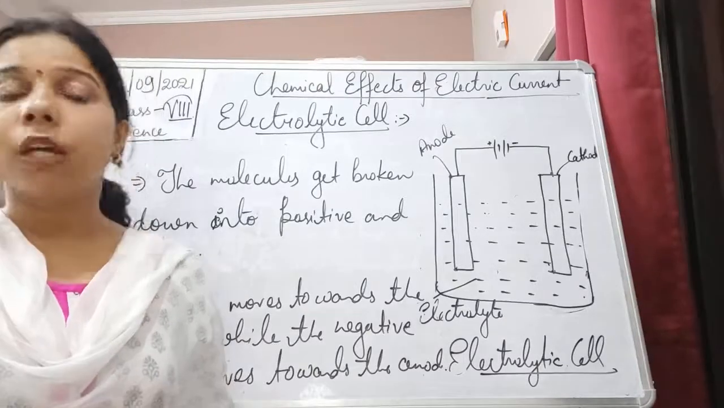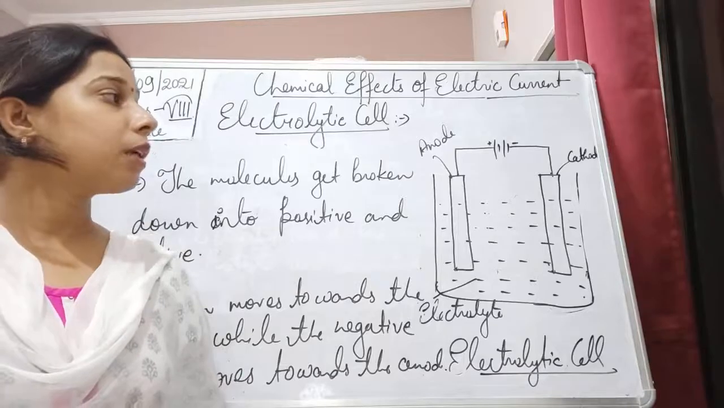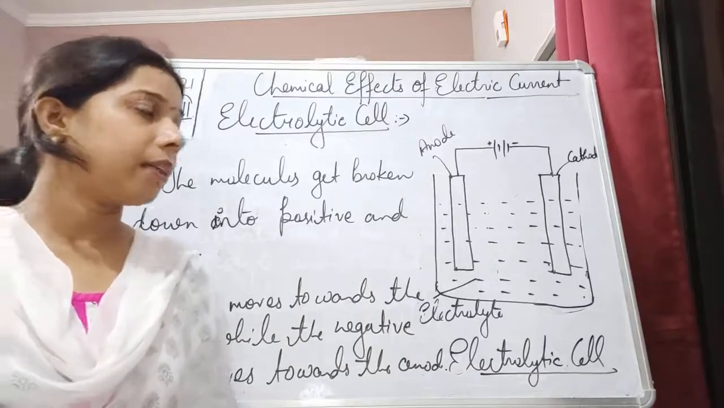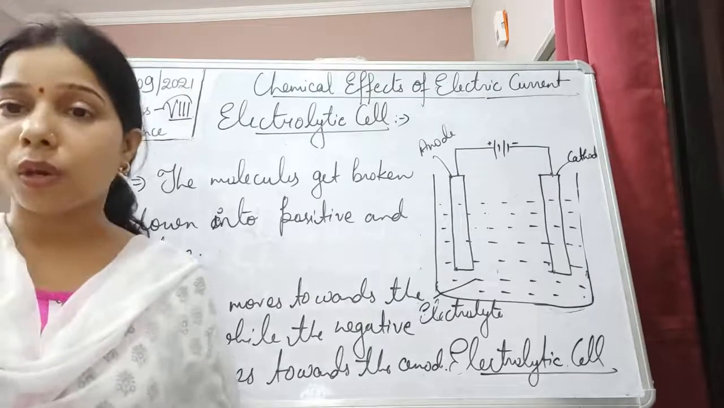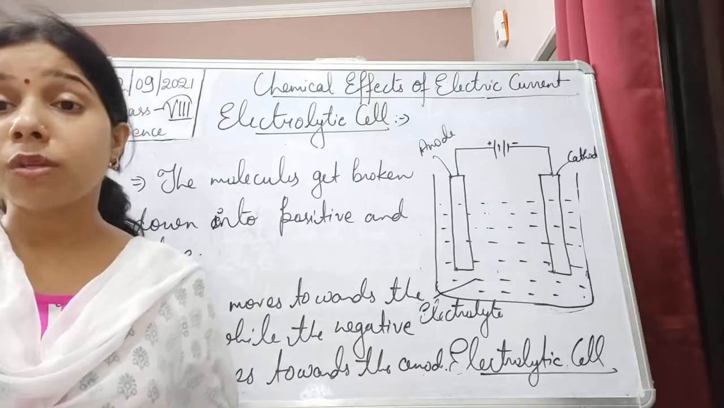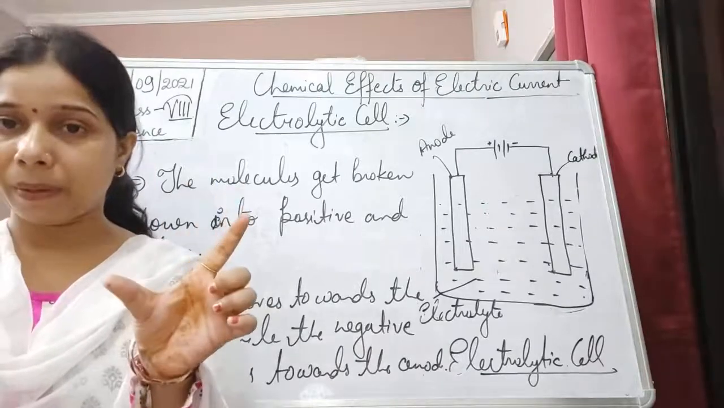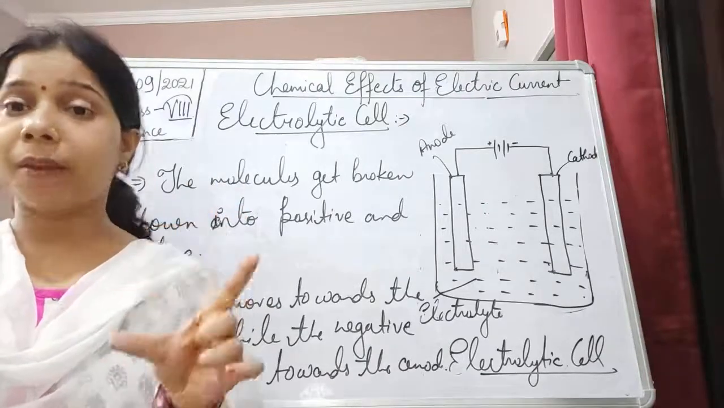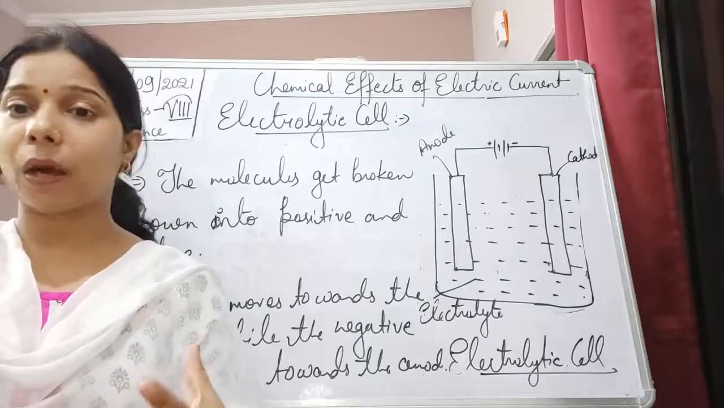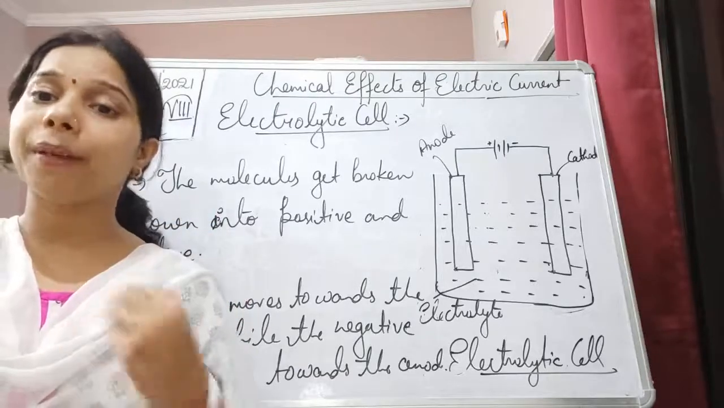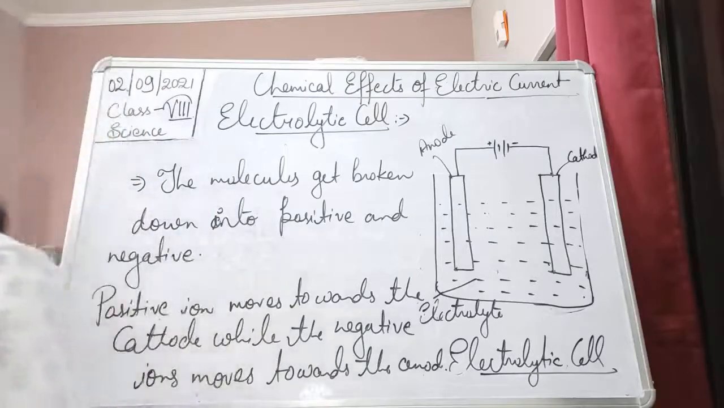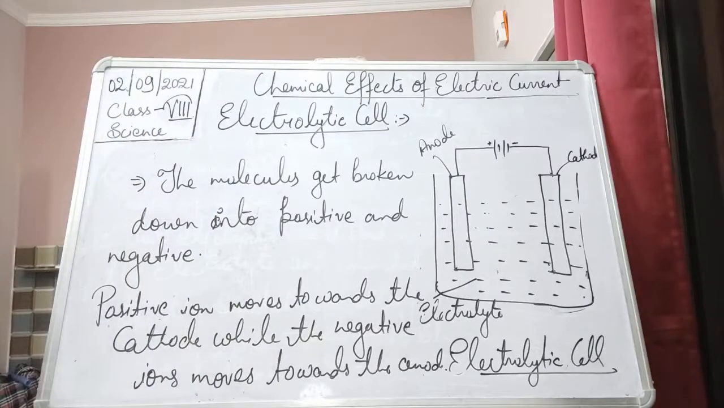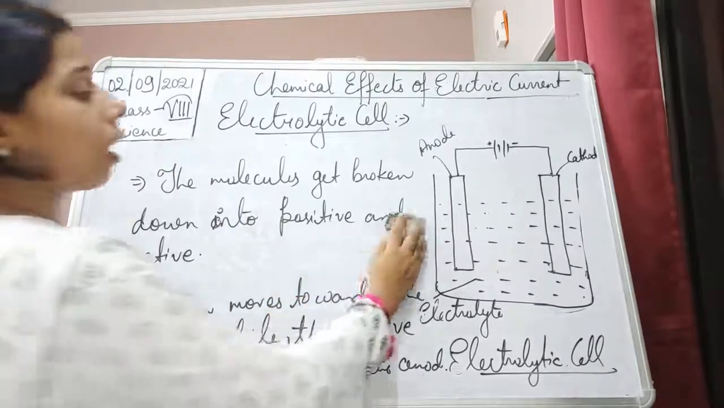But remember that the positive ion will move towards the cathode, and the negative will move towards the anode. So when the electric current passes through the solution, suppose a water molecule is present in it, the water molecule will get split up. Splitting means breakdown. So the water molecule will break down into H positive and OH negative ions, which we call a hydrogen ion and a hydroxide ion.